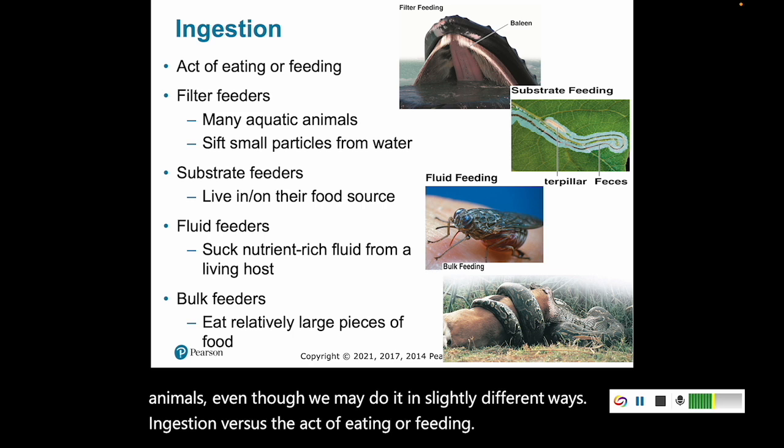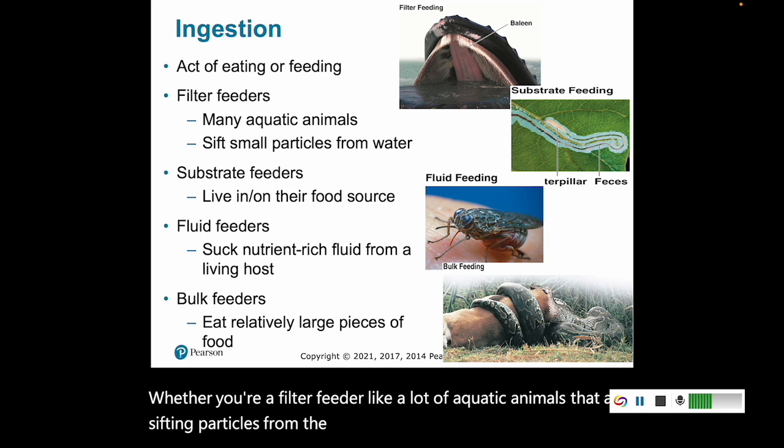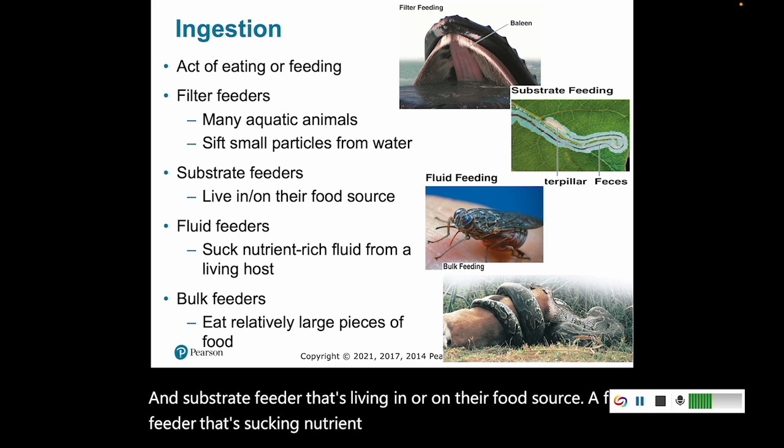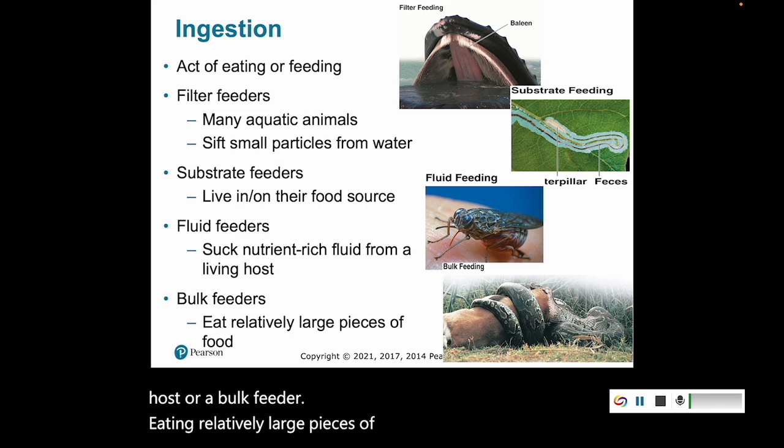Whether you're a filter feeder, like a lot of aquatic animals that are sifting particles from the water, a substrate feeder that's living in or on their food source, a fluid feeder that's sucking nutrient-rich fluid, blood, or sap from a living host, or a bulk feeder, eating relatively large pieces of food.